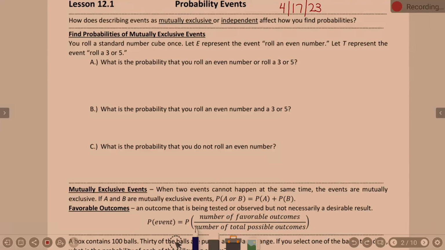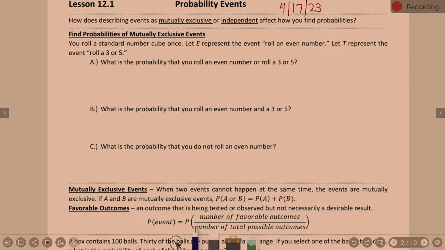Okay, guys, so lesson 12.1 is probability of events. And the question that we're going to be answering throughout this lesson is how does describing events as mutually exclusive or independent affect how you find probabilities? Those two vocabulary words, mutually exclusive and independent, are two different types of probabilities we're going to work with. And I know I say we're doing the basics today. I promise we're doing the basics. But we're going to look at those two vocabulary words and what they mean, and how they determine how we find the probability. So let's look at our first situation here.